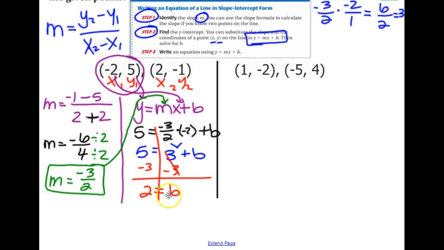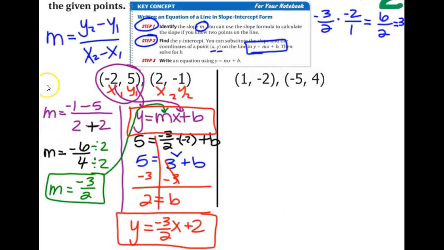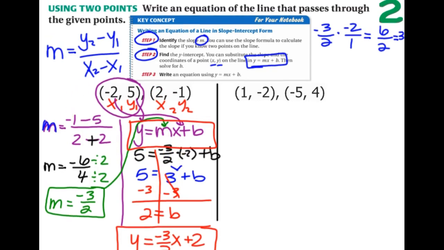So if we write our equation in the form right here, y equals mx plus b, it would be y equals m, which is negative 3 over 2, x, plus b, which is 2. I would like for you to try this next one on your own. Find your slope using the slope formula, and then find b when you plug everything in. Click play once you've done it to see if you got it right.